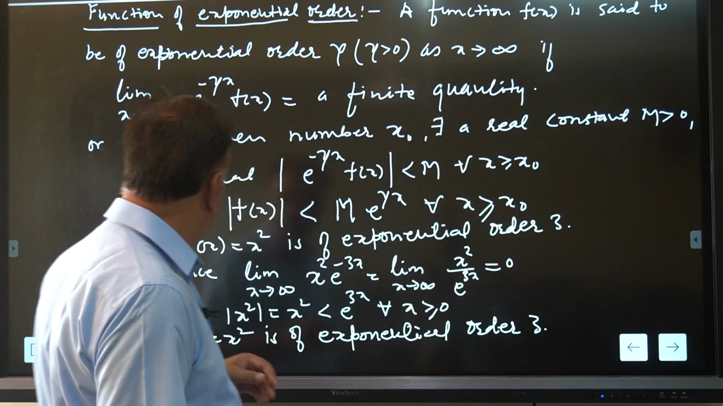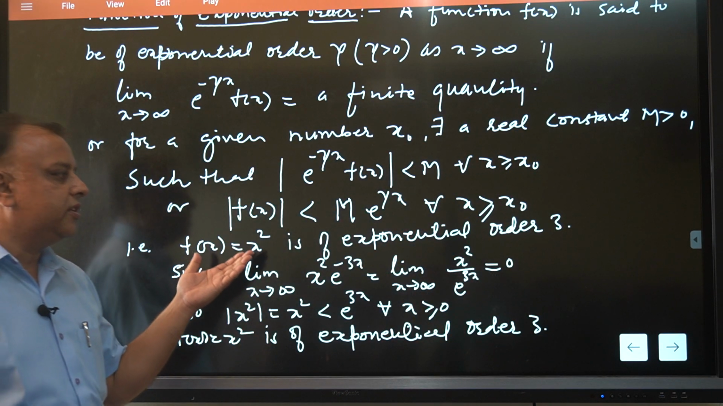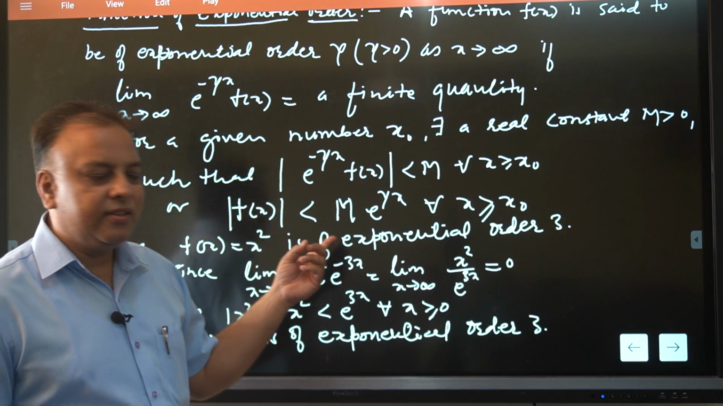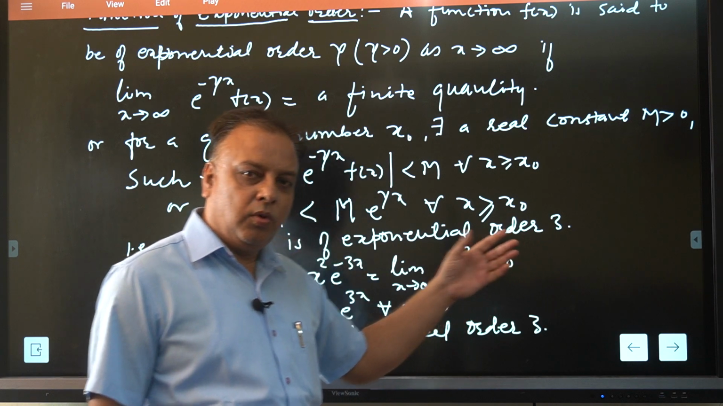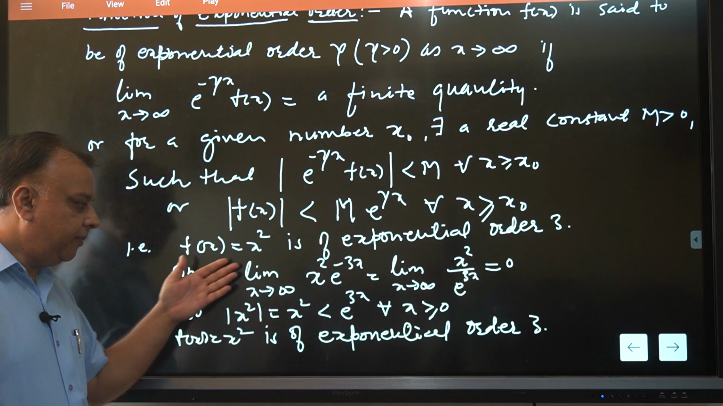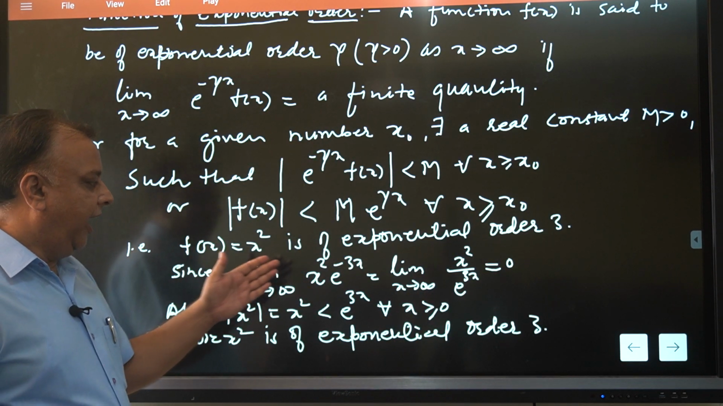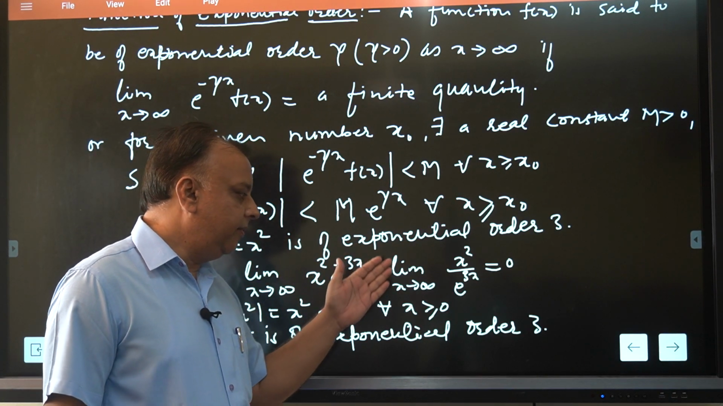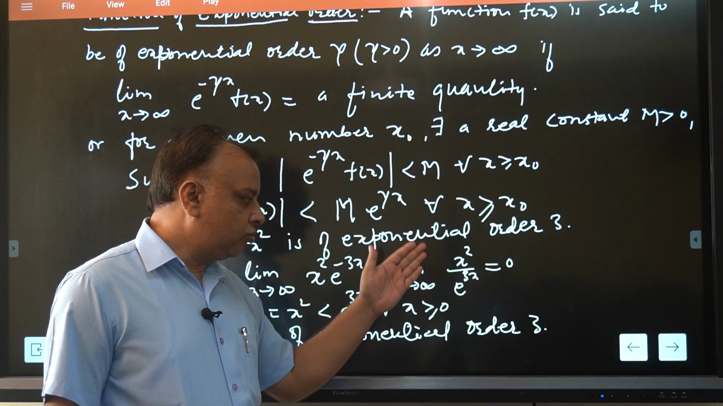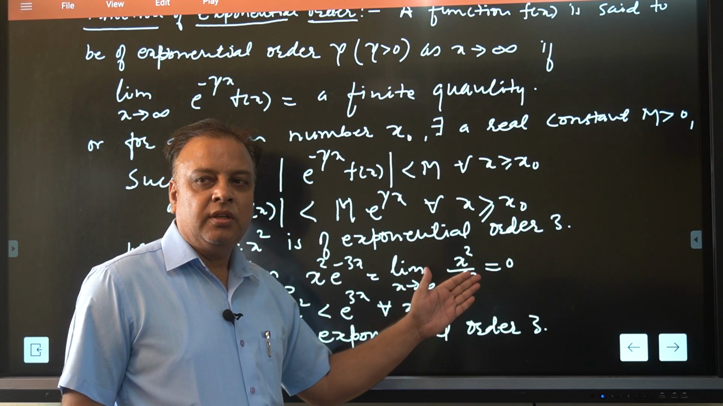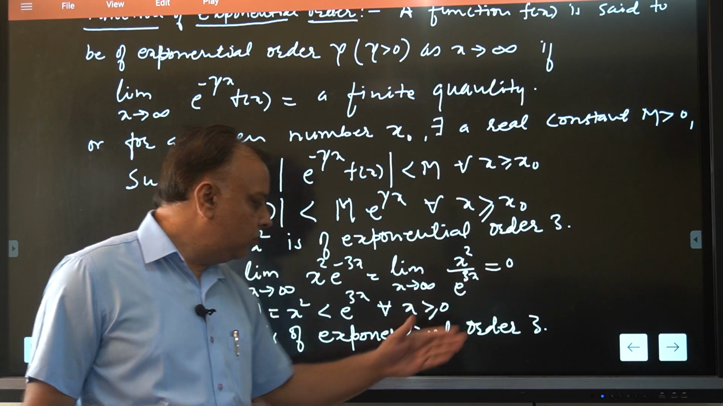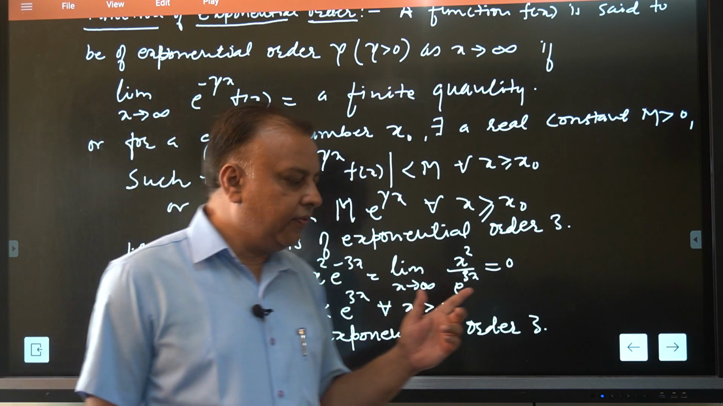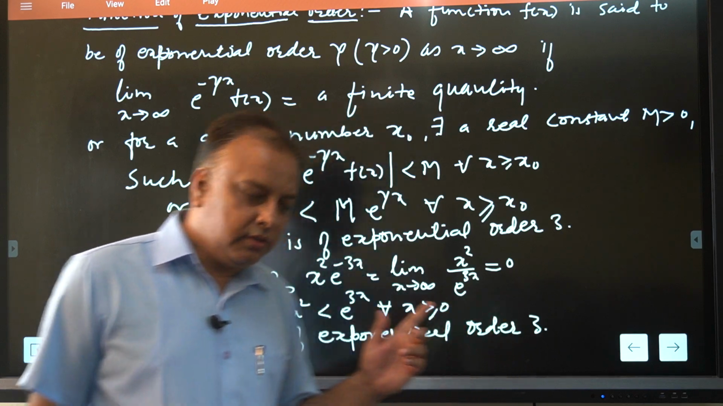For example, if a function f(x) is equal to x square, then we say that it is of exponential order 3. For this we see that the limit as x tends to infinity of x square e raised to minus 3x, that is, x square upon e raised to 3x, comes to be 0. Then we say that the function x square is of exponential order 3.